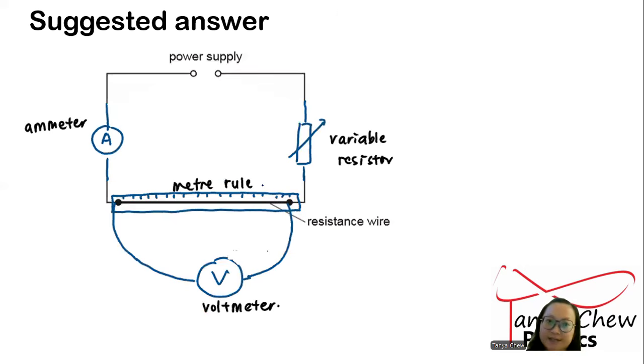Right, so suggested answer, they gave me a power supply. So I just need to connect an ammeter, a variable resistor, remember, to control the amount of the current that is flowing through the circuit, and the resistor wire just placed on top of the meter rule. So you can see the length will be the same all the time, right? And the voltmeter is connected across the two ends of the resistance wire.